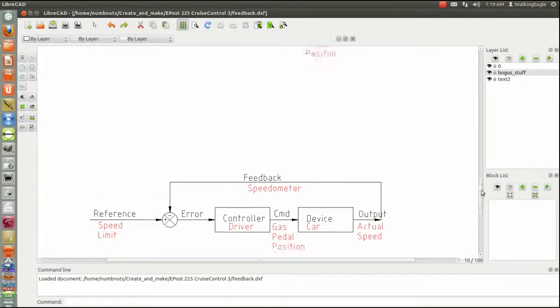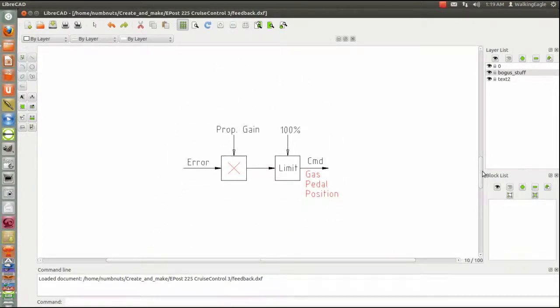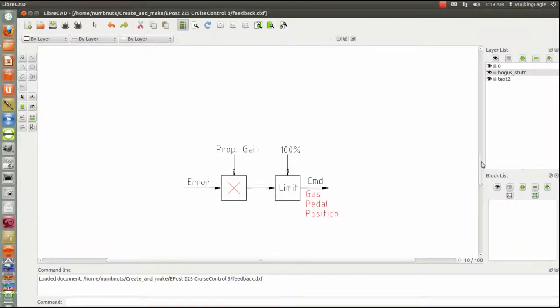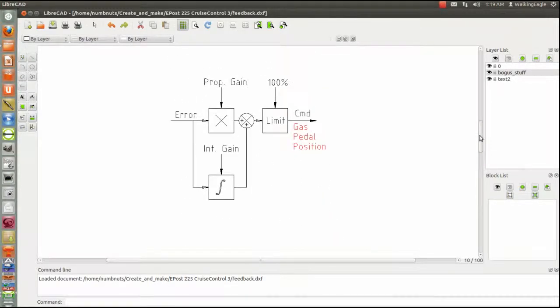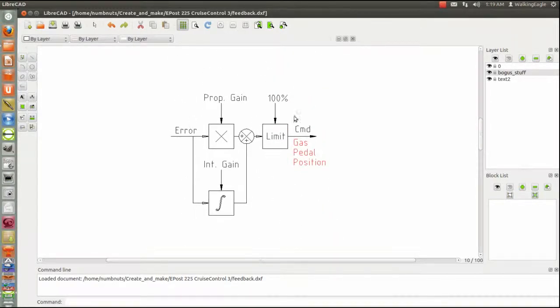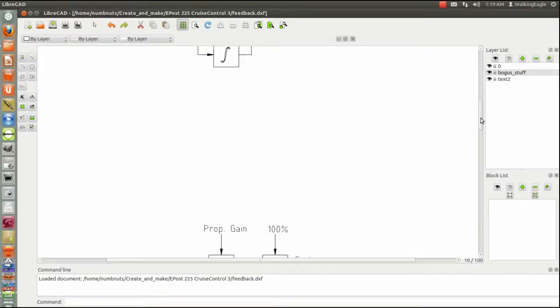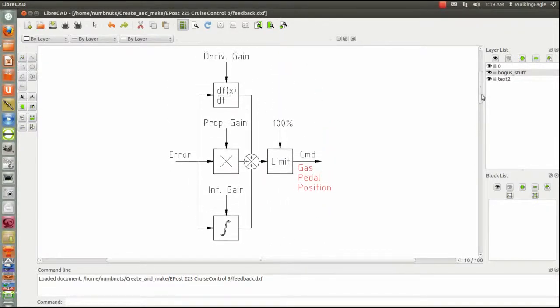In an earlier video, we did it with just proportional. That didn't get the job done. Then we did it in the last video with proportional and integral, and that did do a good job. Now we're going to add the third and final part of that, which is called the derivative control. And it looks at how fast the error is changing.